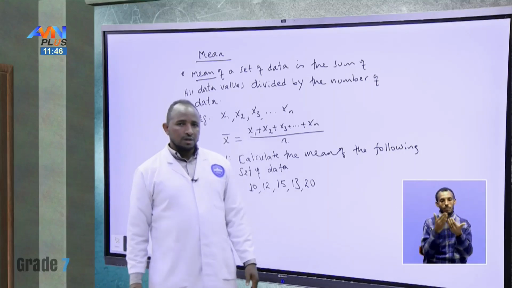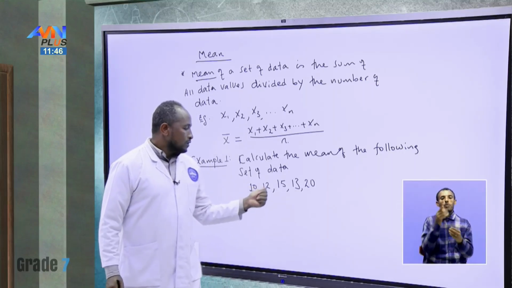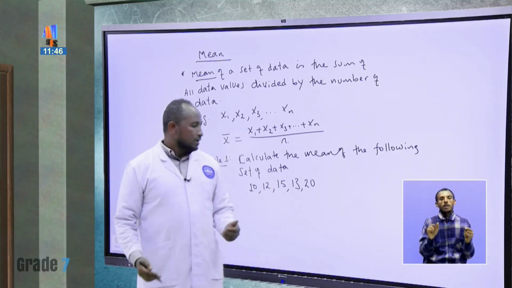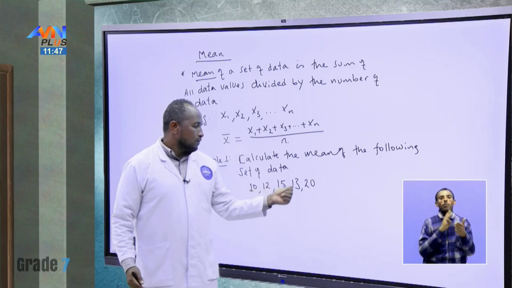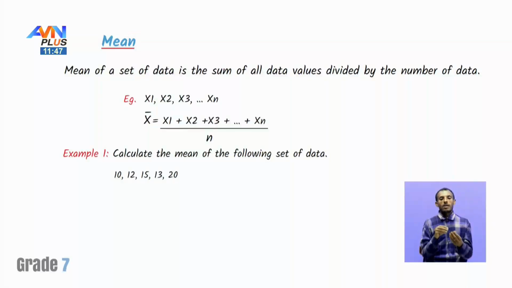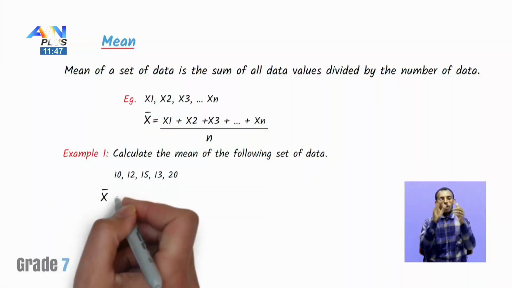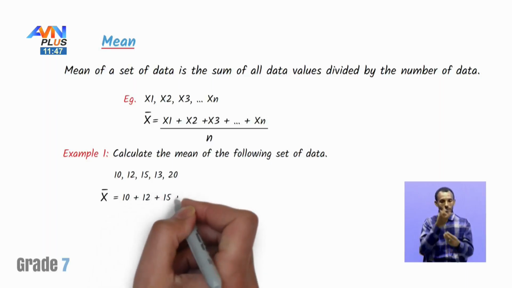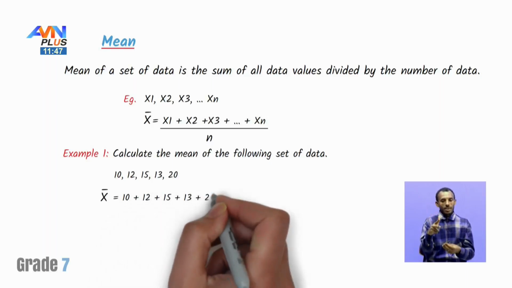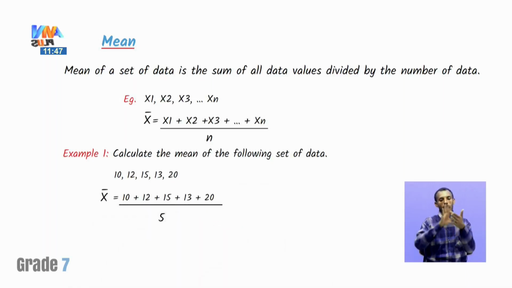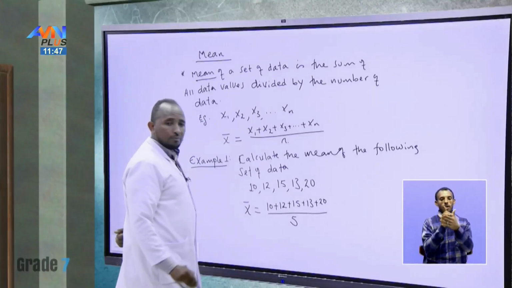Simply, as we said earlier, you add all the data and then you divide by the number of data. Here we have 1, 2, 3, 4, 5 data. Therefore, here the mean is given by this equation. Mean is equal to, you add all the data here, 10, 12, 15, 13, 20, and then you divide this by the number of data here, 1, 2, 3, 4, 5. We have 5 data, we divide by 5.